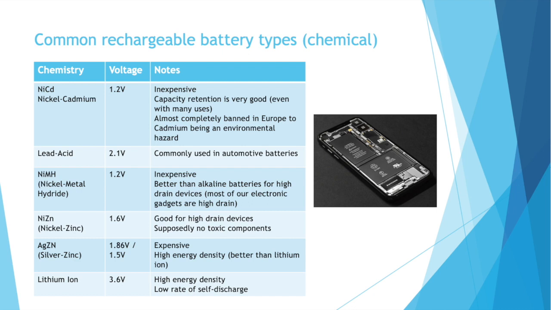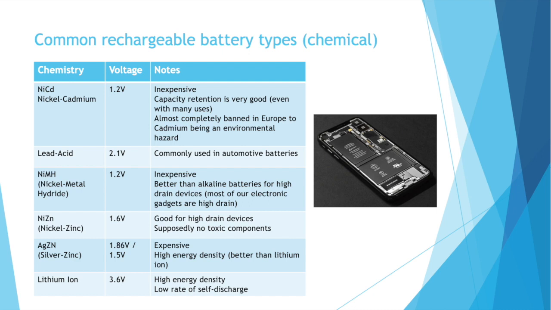Silver zinc batteries, 1.86 volts or 1.5 volts. Expensive because of the silver, but you get a very high energy density, better than lithium ion even. So when doing some research on these batteries, I saw that silver zinc batteries were pretty common for hearing aids. When you have something that you prefer being small, like a hearing aid, energy density really matters for a battery. So you wouldn't want to use a gigantic battery for a small hearing aid because that would make it awkward.